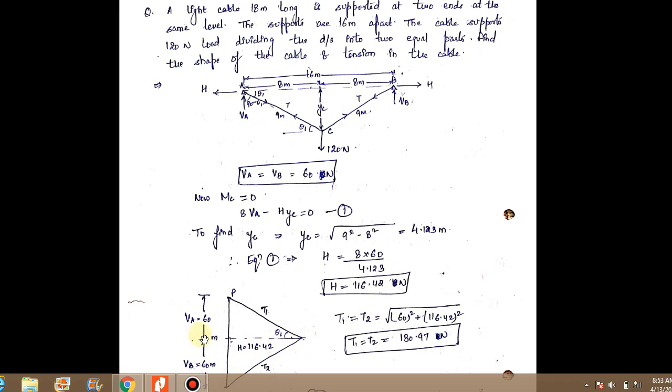Now T2, and see for T2, you will have to take this triangle, and for this triangle the perpendicular and the base are the same. So the value of T2 will be equal to the value of T1. So T1 will be equal to T2 equal to 130.97 newtons.